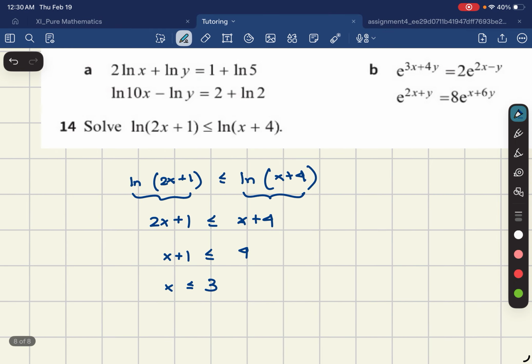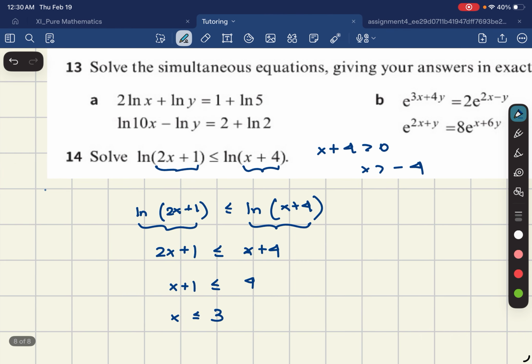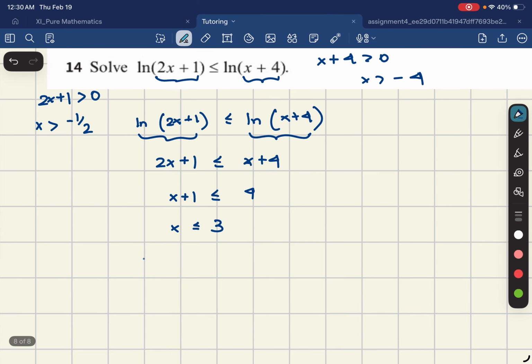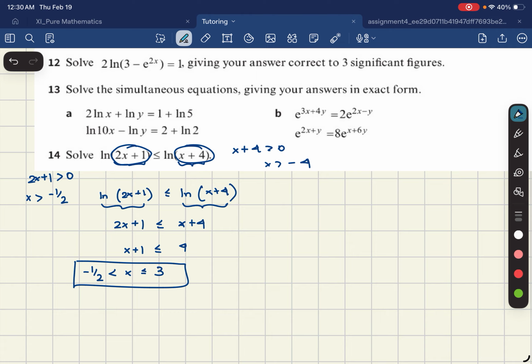However, that is not the end. Because we also have to remember that they carry their own restrictions. So this tells me that x plus 4 is bigger than 0. So x is bigger than negative 4. And this tells me that 2x plus 1 is bigger than 0, so x must be bigger than negative 1 by 2. So negative 1 by 2 is going to be my lower bound. Negative 1 by 2 less than x less than or equal to 3. So always start from checking these because they tell you very important information about restriction on x.